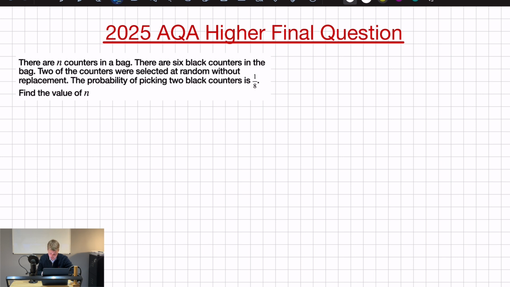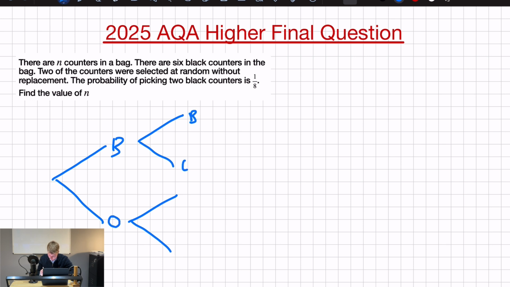So to do this question, we need to draw a probability tree. So we have our first set and our second set. The context of the question refers to a black counter, and we can call this other colour O, just for other colour. So B and then O, B and then O. So there are 6 counters in the bag, so we have 6 over n. It's over n because n is the total possible amount of counters in the bag, and the 6 comes from that there are 6 black counters in the bag.